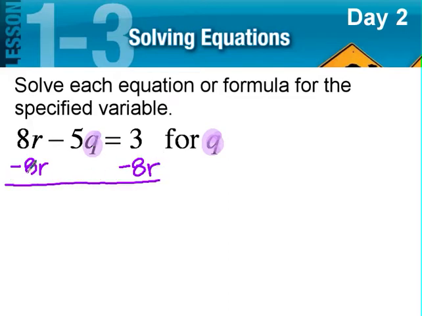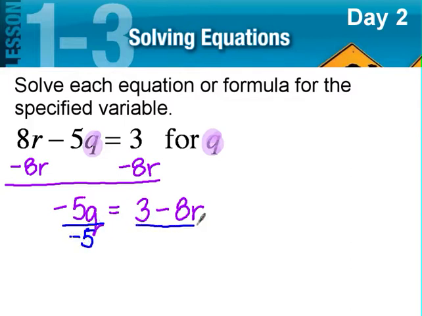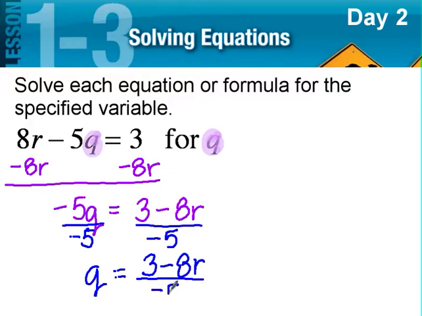On the left side, when you do that, you are now left with negative 5q. On the right side, those are not like terms. You cannot combine them. And as a result, you're just going to leave it as 3 minus 8r. Now, we need to solve that for q. So what are you going to do? Divide by negative 5. So I end up getting q to equal 3 minus 8r divided by negative 5.